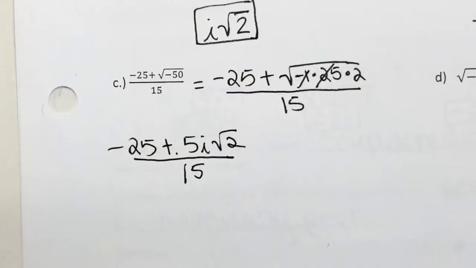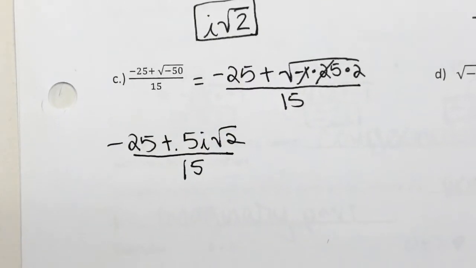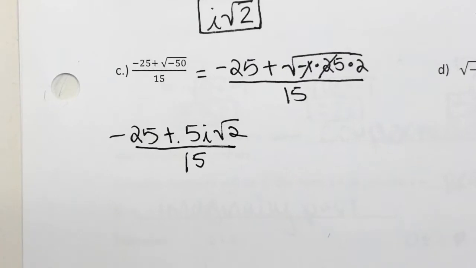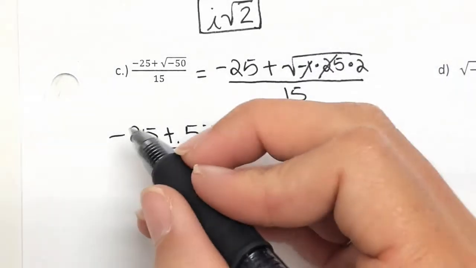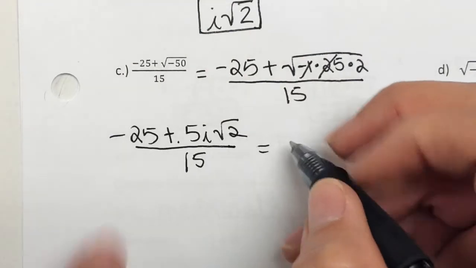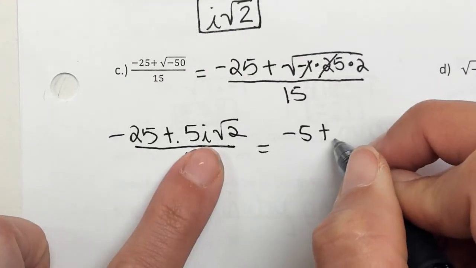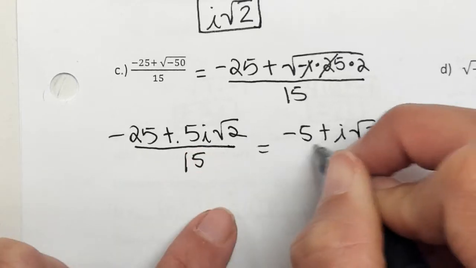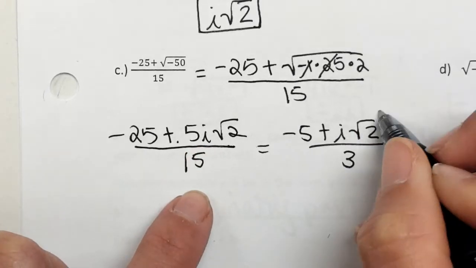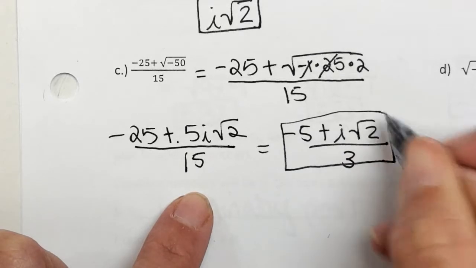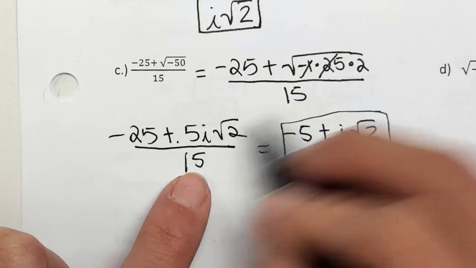Very good. Can I simplify this? Yes. What goes into all of them? 5. So, Antonio, what would this be if I took a 5 out? Negative 5 plus i square root of 2 over 3. Very good. Can you tell me how we got 5i square root of 2?